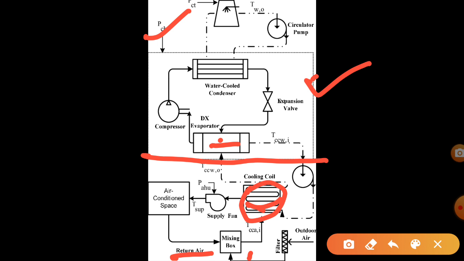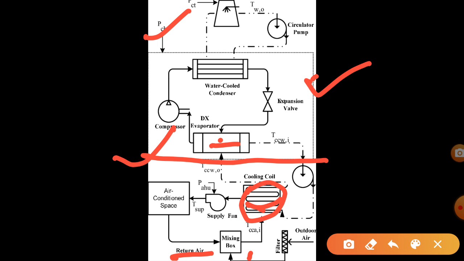And the lowermost part of your air conditioning system: after producing the cooling effect, this cooled air now gets supplied to your air conditioned space through your air distribution and air transmission system. And again the cycle continues. So this can also be a way to have a centralized air conditioning system by using chilling water.